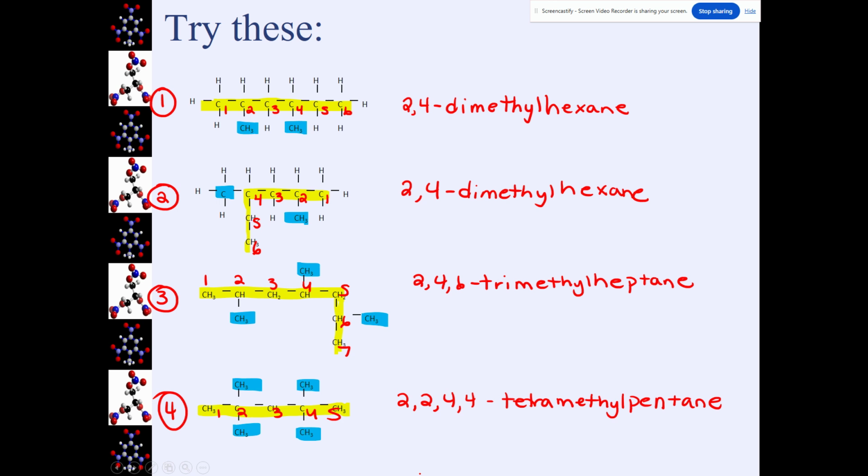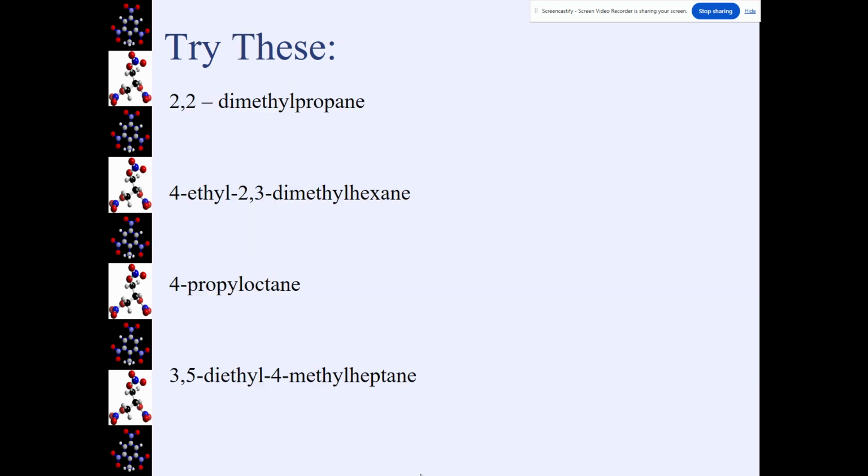Let's look at drawing them now. So when you're asked to draw them, look at the end of the name to find the parent. And I always start with that. Okay? The end of the name has the parent. Then I add the branches, and remember to make sure that you have 4 bonds around every carbon, okay? So here, for example, my parent is propane, 3 carbons, and then on carbon 2 I have a methyl branch and another methyl branch.